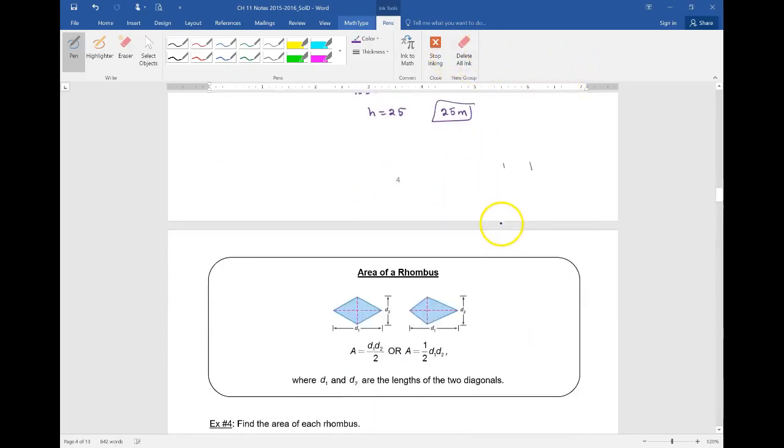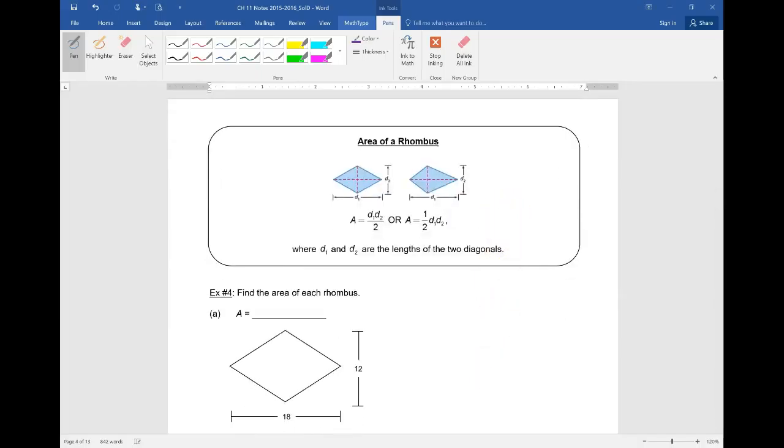All right. Next one, rhombus. For the rhombus, this also works, by the way, if you have a kite. Okay? We use, what happened?